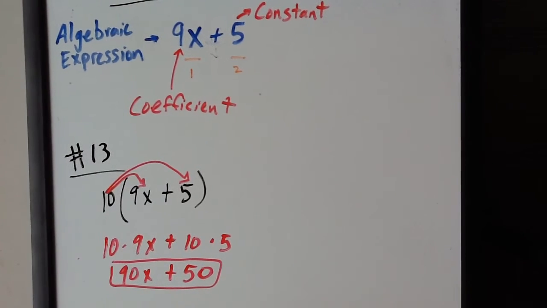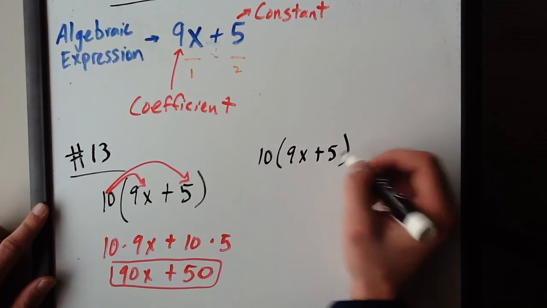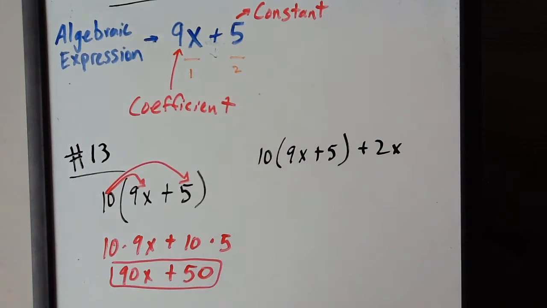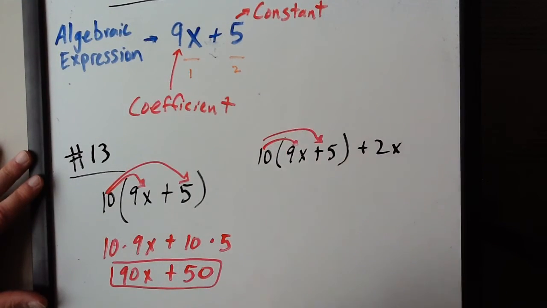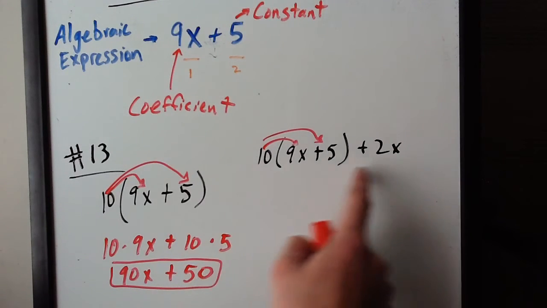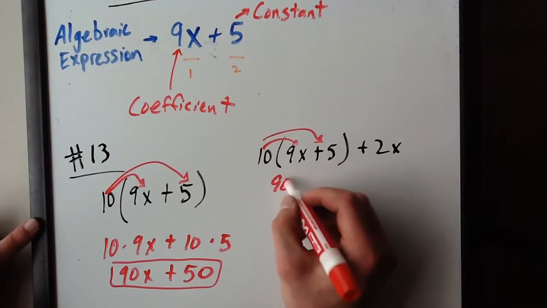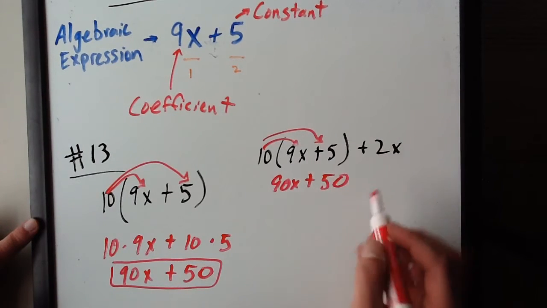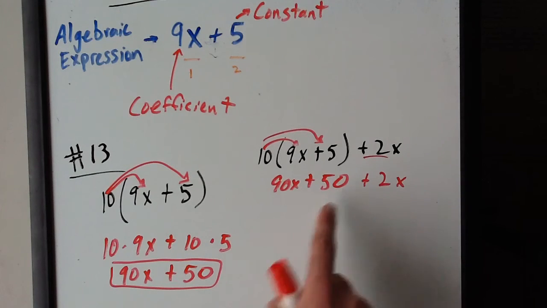Now, let's say I had something like this. This one's not on your packet, but let's say I had 10 times 9x plus 5, plus 2x. Here, to simplify this expression, I would still need to distribute, like I just did. Distribute the 10 to the 9x and the 5. I only distribute to the terms inside the parentheses. Here, I would not distribute the 10 to the 2x because this 2x is not inside the parentheses. So I distribute, I still get 90x plus 50, and then I add this term on, plus 2x. Now this is my expression.